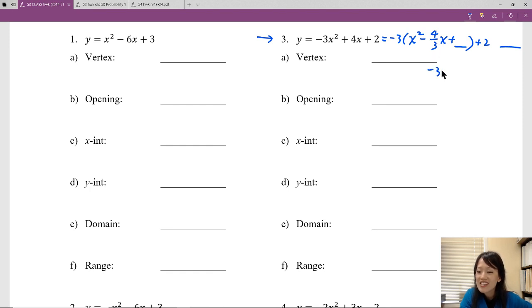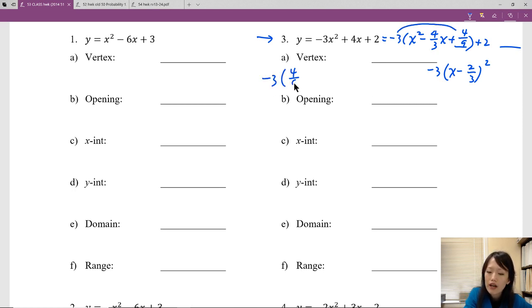Okay, negative 3 times, divide this by 2. What's negative 4/3 times a half? Is that negative 2/3? So half this number, square it. So put 4/9 there. Now you have to do the opposite of what we do here. So what is negative 3 times 4/9? So that's negative 4/3. Okay, so now if I did negative 4/3, I have to balance by adding 4/3.